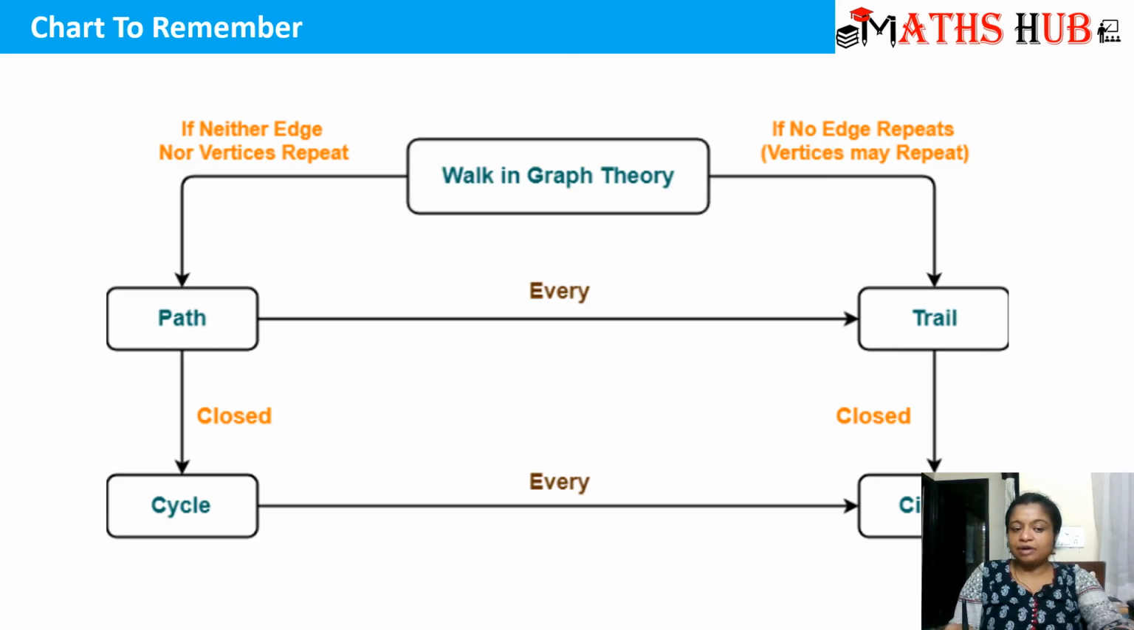Similarly, if I talk about a closed path, it is called a cycle. If I talk about a closed trail, it is called a circuit. Then similarly, every cycle is a circuit, but not every circuit is a cycle, right? So if all the concepts of the different types of walk are clear to you, it is very easy for you to get this chart, right? And this chart clears all the definitions of different types of walks in a graph.